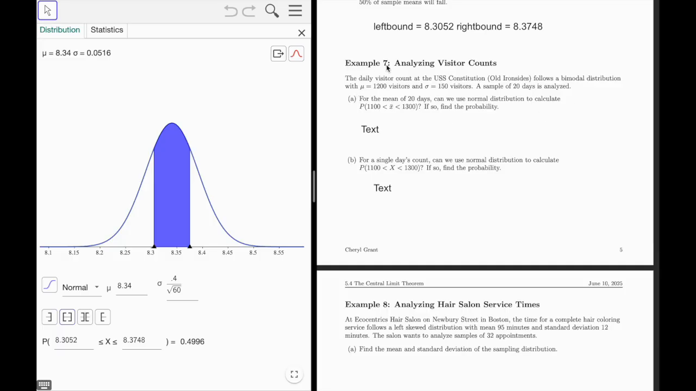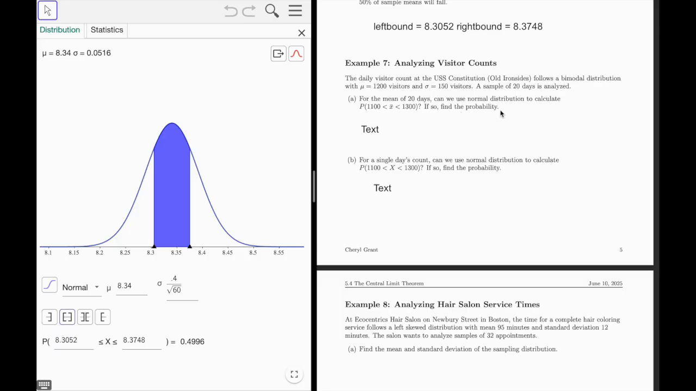Let's look at example 7, analyzing visitor counts. The daily visitor count at the USS Constitution Old Ironsides follows a bimodal distribution with a mean of 1,200 visitors and a standard deviation of 150 visitors. A sample of 20 days is analyzed. So for part A, it says, for the mean of 20 days, can we use the normal distribution to calculate the probability that the mean of a sample is between 1,100 and 1,300? If so, find the probability.